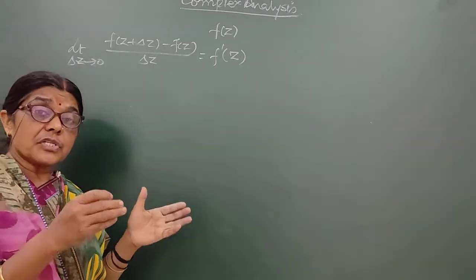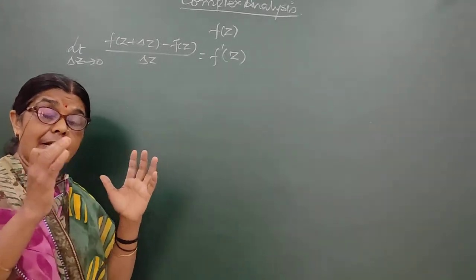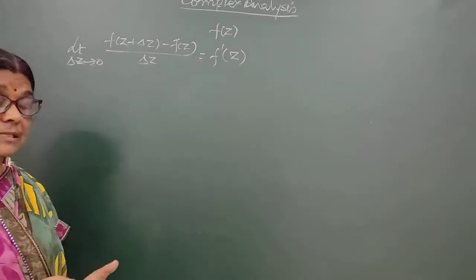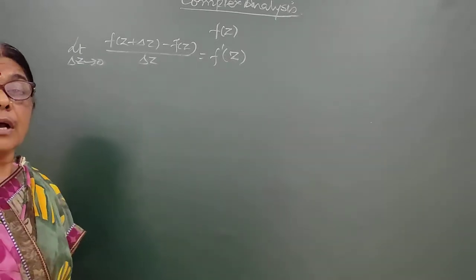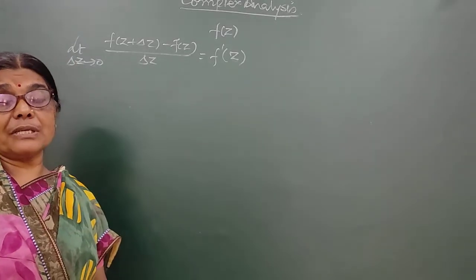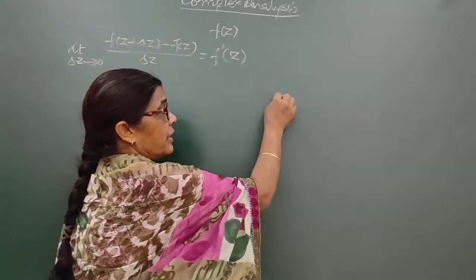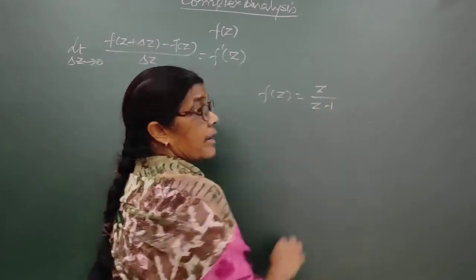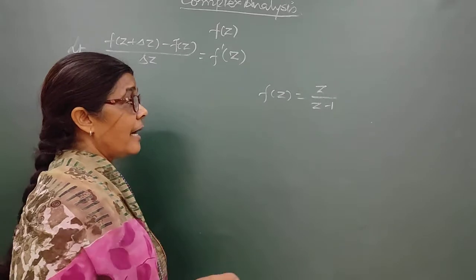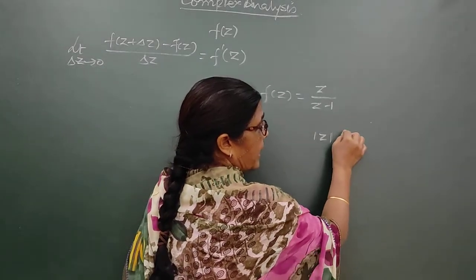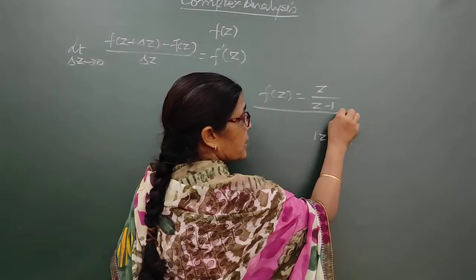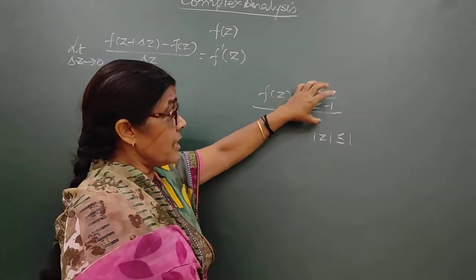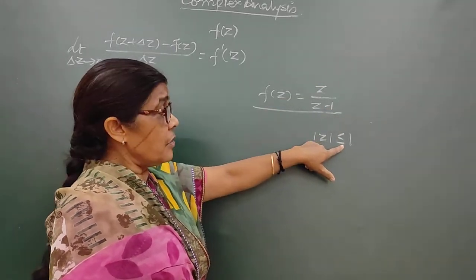Because the function is single valued, and in a particular domain, if the limit exists and is unique. We know that there are some functions which are not continuous in that domain. For example, if we take a function f(z) equals z over z minus 1, it is a rational function, and we know that in the domain mod z less than or equal to 1, this function does not exist at z equals 1. That's why this function is not continuous.